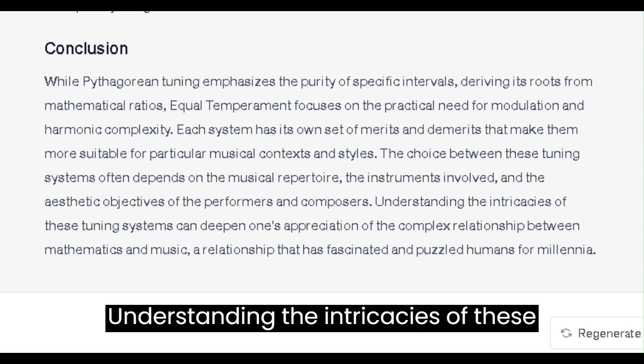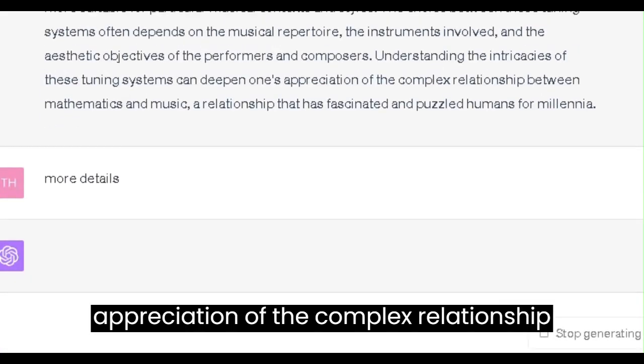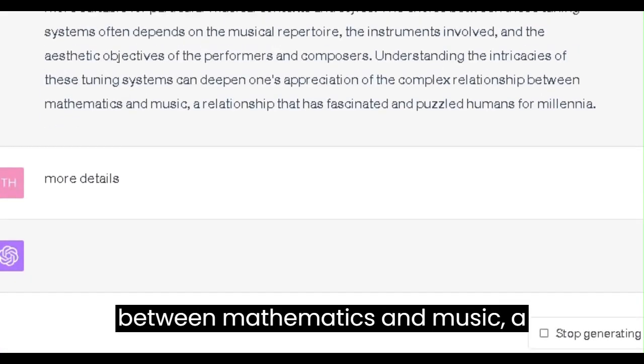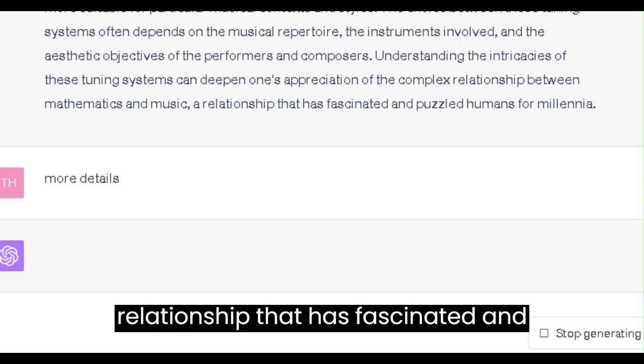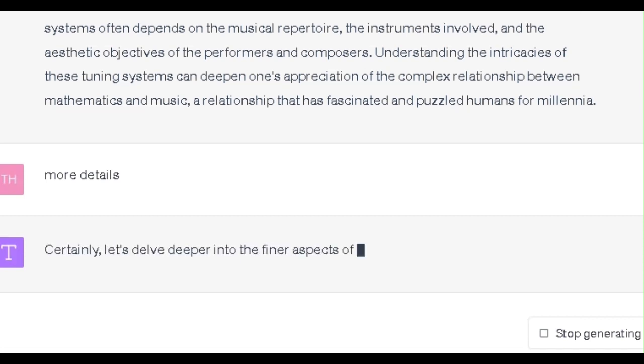Understanding the intricacies of these tuning systems can deepen one's appreciation of the complex relationship between mathematics and music, a relationship that has fascinated and puzzled humans for millennia.